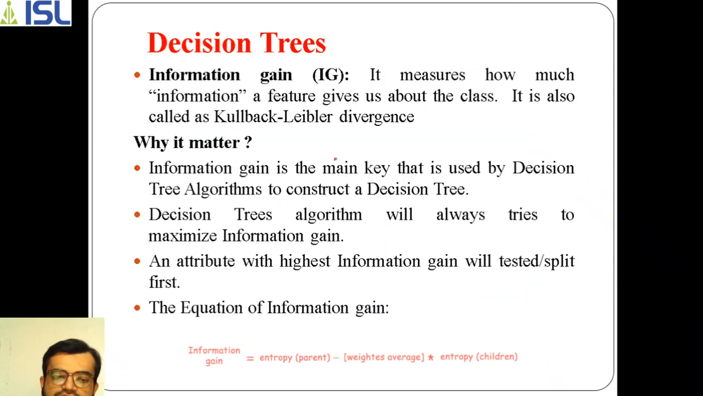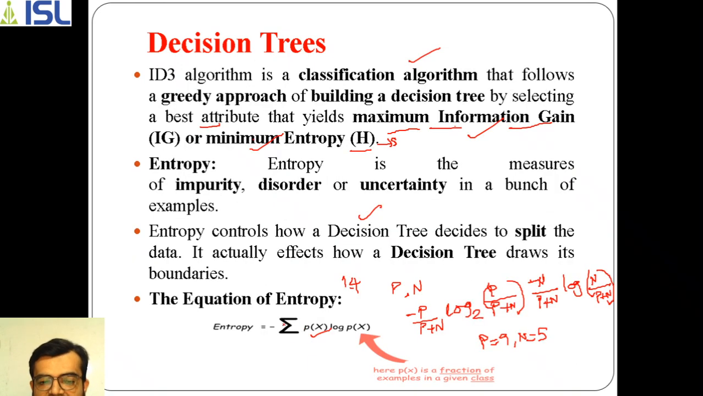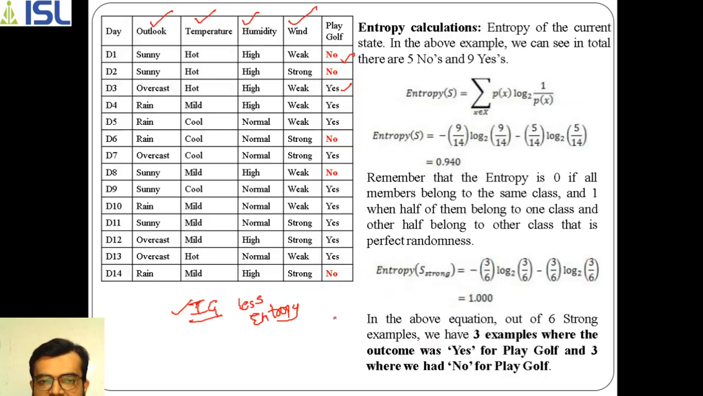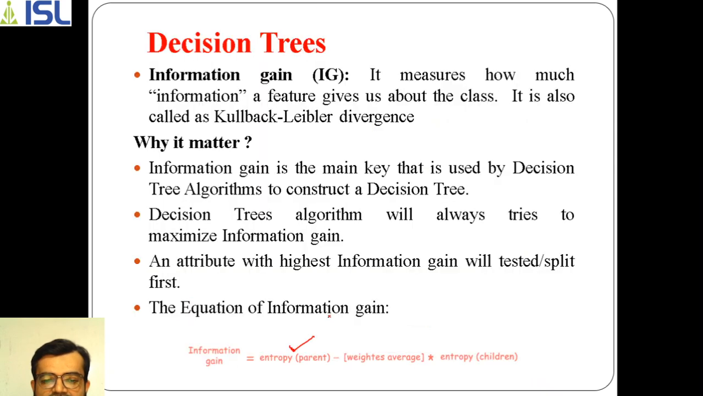Next, also important, is information gain. As I said, the attribute which has the highest information gain value will be selected. Information gain is calculated in this way. We need to calculate the entropy of the parent, meaning the entropy of the complete data set for the given class. Here there are four attributes: outlook, temperature, humidity and wind. For every attribute we need to calculate the information gain value.